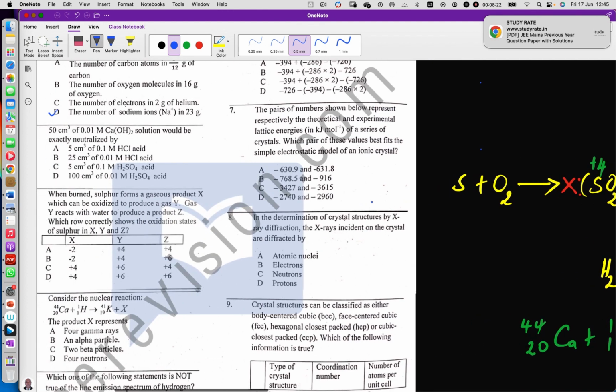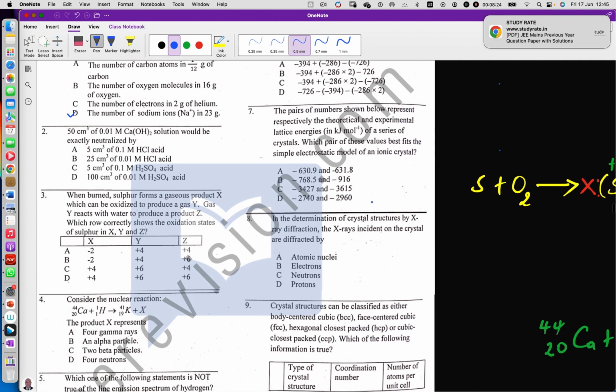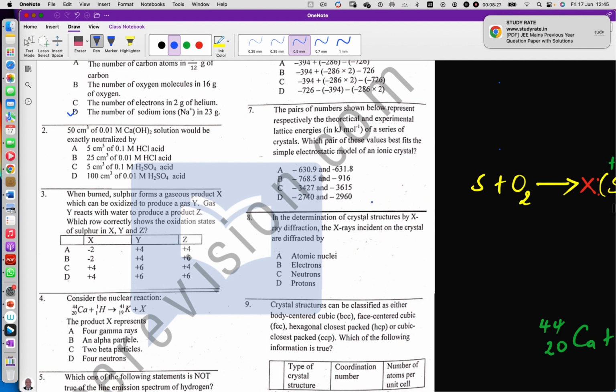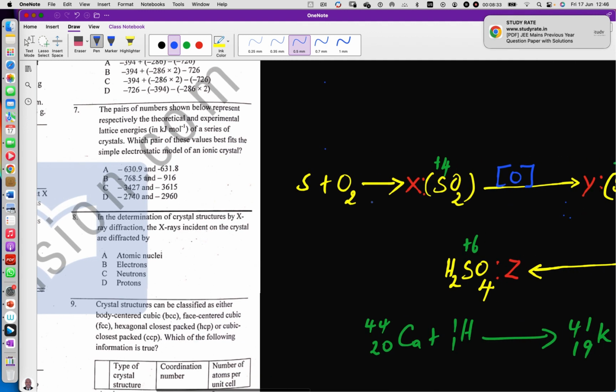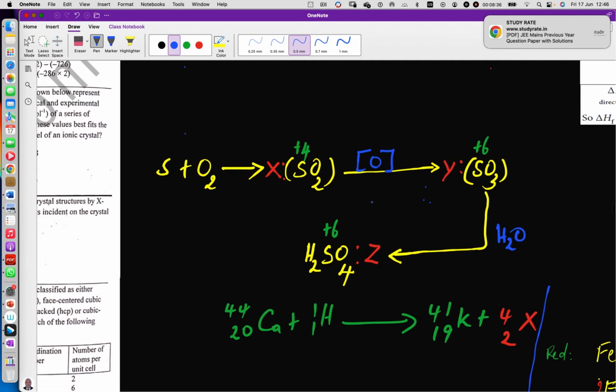Then secondly, gas X reacts, X can be oxidized to produce Y. I said oxidation is the addition of oxygen. So gas X, which is sulfur dioxide, is oxidized by the addition of oxygen. When I add oxygen there, it will be gas Y that is formed, which is sulfur trioxide. Let's move ahead.